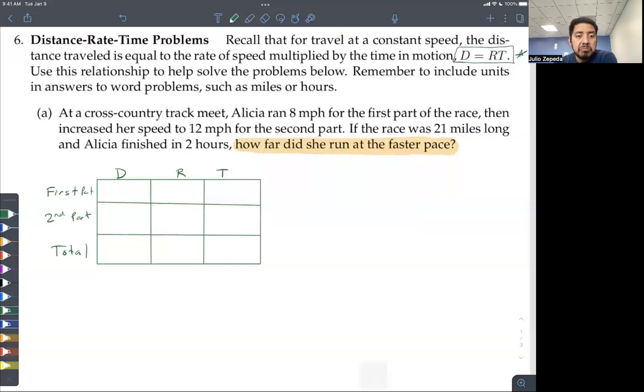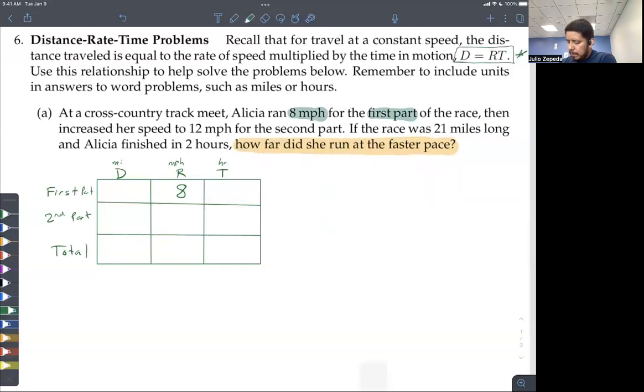Okay, so what do we know? Let's just start by reading the problem, in order. It says, Alicia ran 8 miles per hour for the first part of the race. So that is a rate for the first part of the race. And these are all in miles per hour. Times are going to be given in hours, and distances should be given in miles, so everything stays consistent.